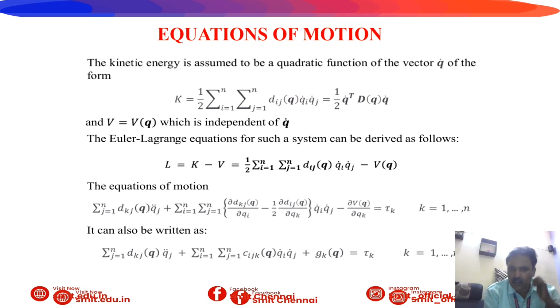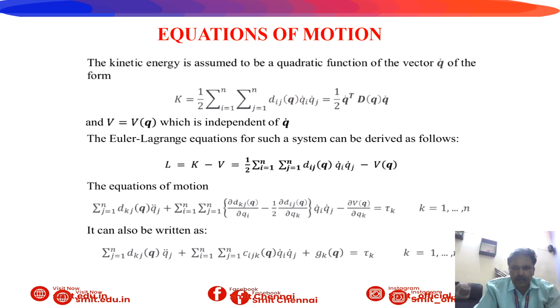The Euler-Lagrange equation for such a system can be derived as follows: L equal to K minus V, which is equal to 1 by 2 summation of i equal to 1 to n, summation of j equal to 1 to n, dij(q) qi dot qj dot, minus V(q).